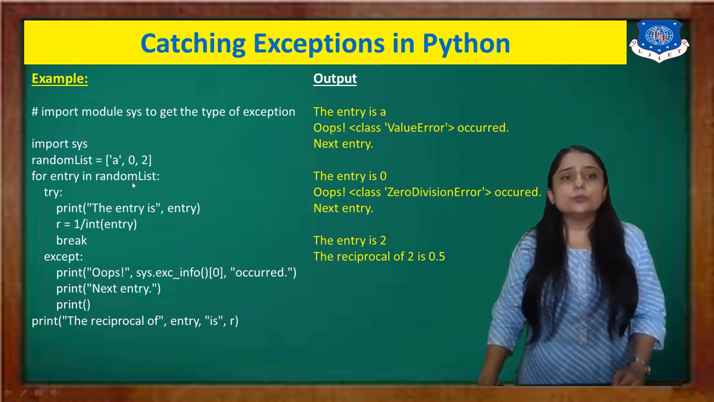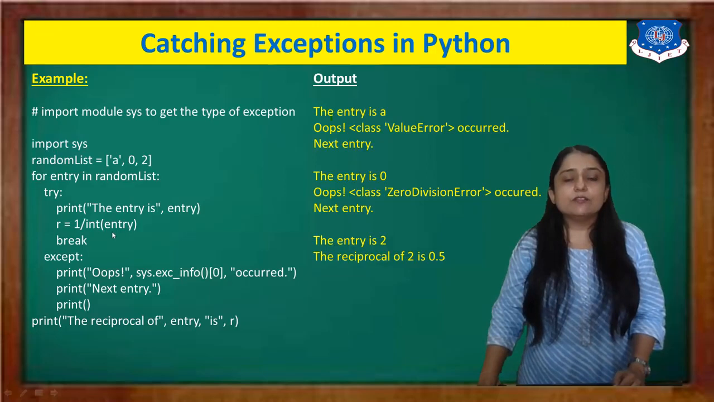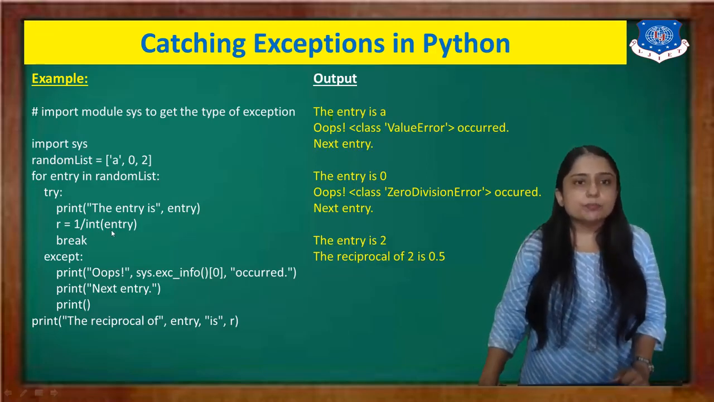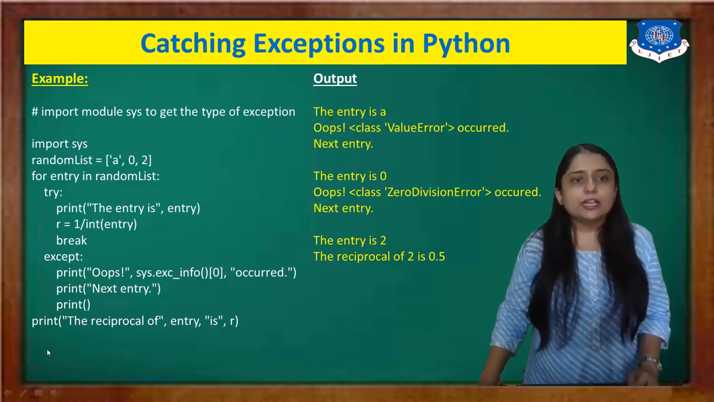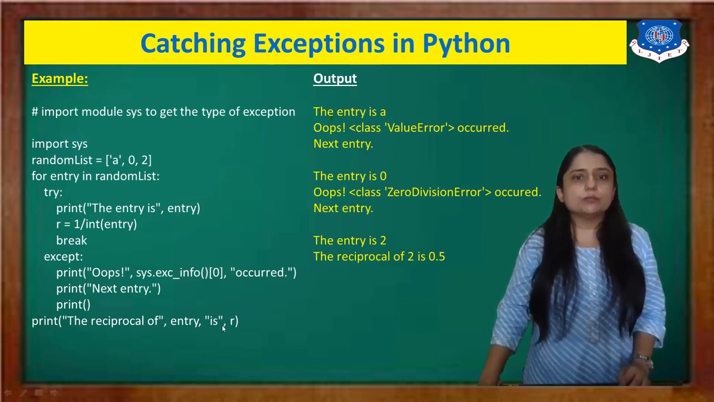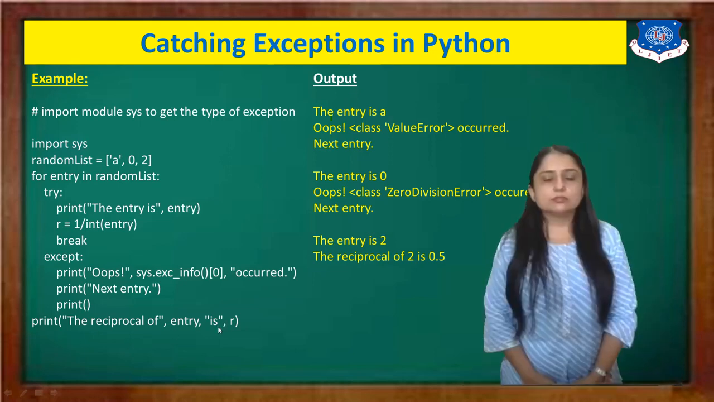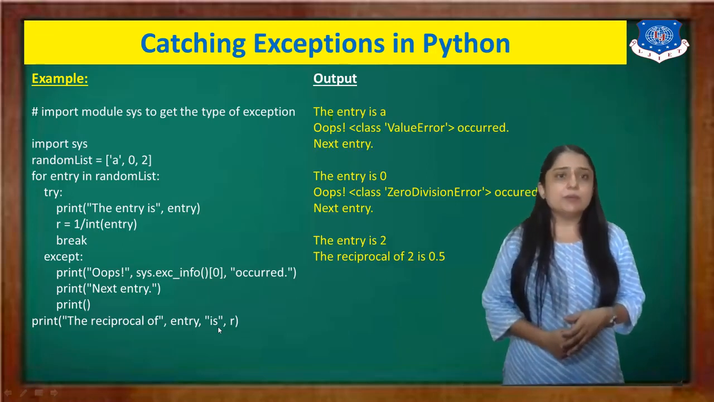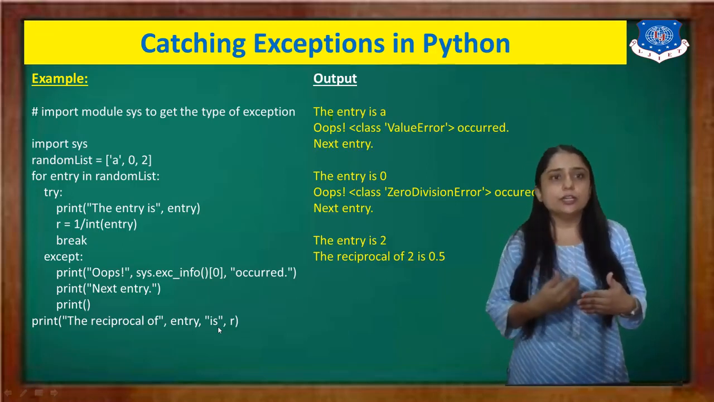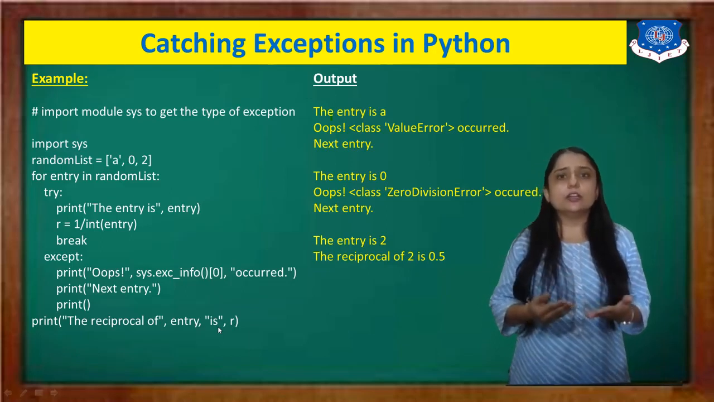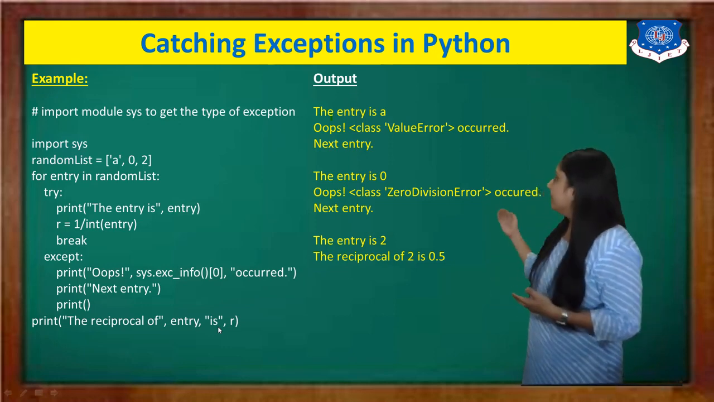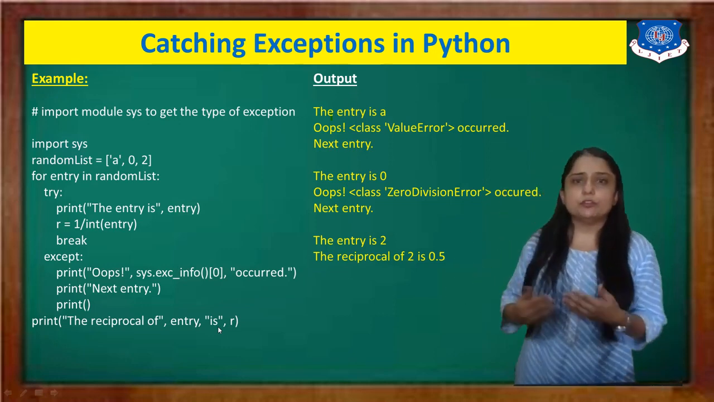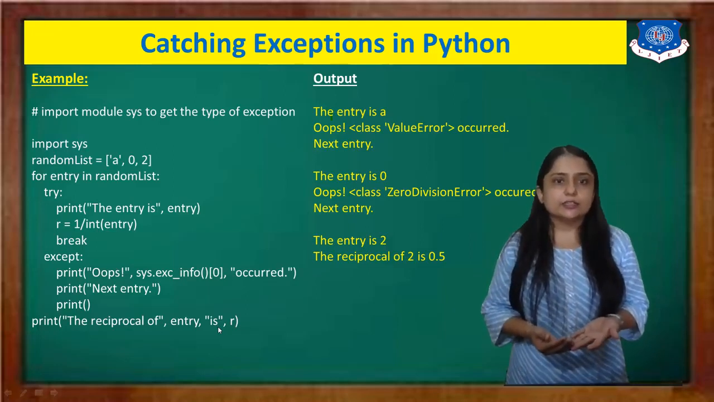Now it is 2. When it is 2, then 1 by 2. We know that r equals 0.5. And the program does not go to this except clause because everything is fine, everything is correct. Then simply it will print the reciprocal of this, that is 0.5. So I hope this example is clear. If you don't import this sys module, then you have to specify the different types of errors by yourself. See what will happen if a zero division error occurs, what you want to do if some value error occurs, right?